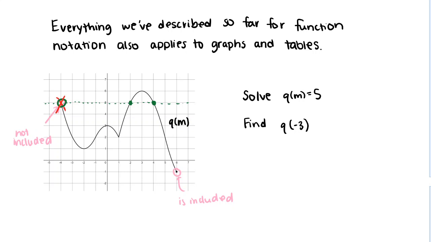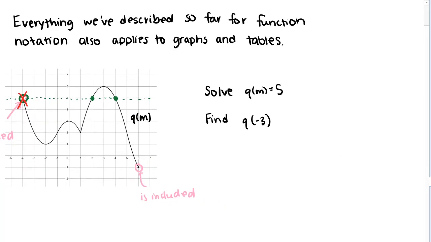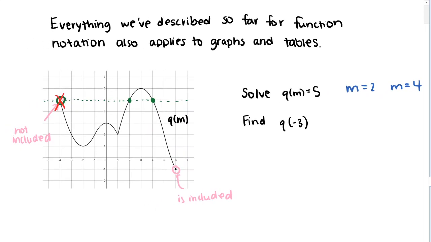So really, we have solutions when m is equal to 2, or when m is equal to 4. These are both inputs to our function that lead to an output of 5. And another thing I should say is that when we say solve, just like when it comes to solving equations, this means find all the values that do the job. When we solve an equation, we're saying find all the values of the variable that make the equation true. Here we're looking for all the values of our input that give us this output of 5.